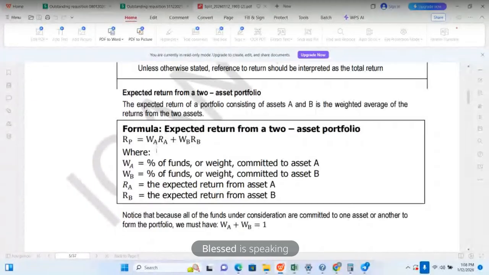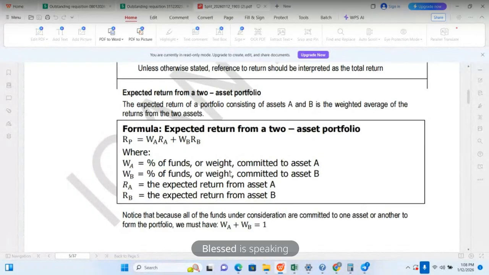WA is what? Percentage of funds or weight committed to asset A. Just say weight of A. WA is weight of A. RA is return of A. WB is weight of B. RB is return of B.